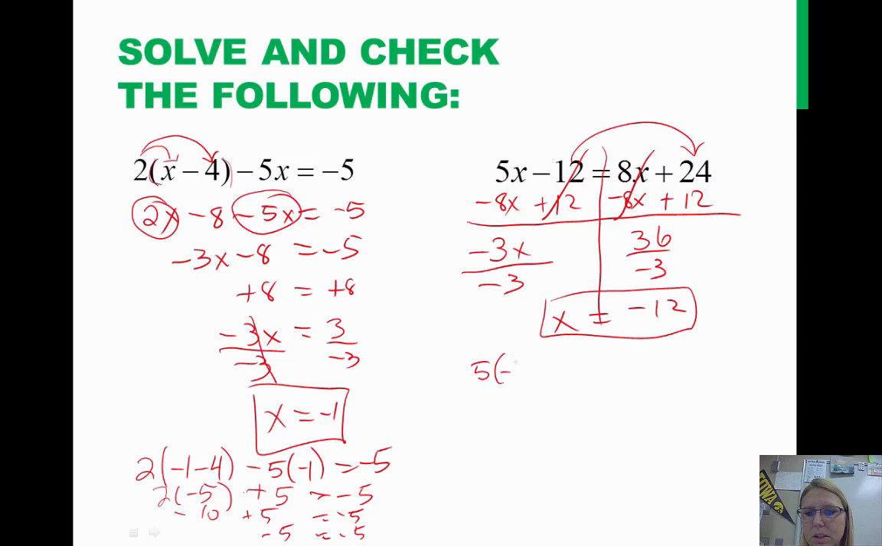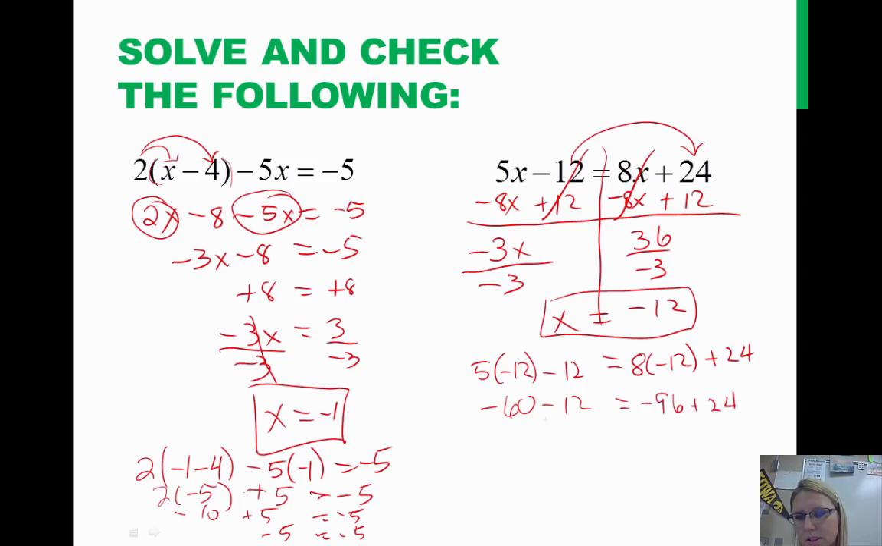So 5 times negative 12 minus 12 equals 8 times negative 12 plus 24. 5 times negative 12 is negative 60 minus 12. And 8 times negative 12 is negative 96 plus 24. So negative 60 and negative 12 together is negative 72. And negative 96 plus 24 happens to also be negative 72. So this is the correct answer.